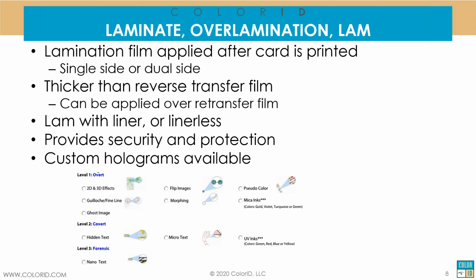It does provide security and protection, and often custom holograms are built into the overlamination. And the reason that this is effective, first of all, it requires very expensive machinery to put these holograms into the laminate material. Here are just an example of a number of different types of hologram and other things like microtext that can be added.